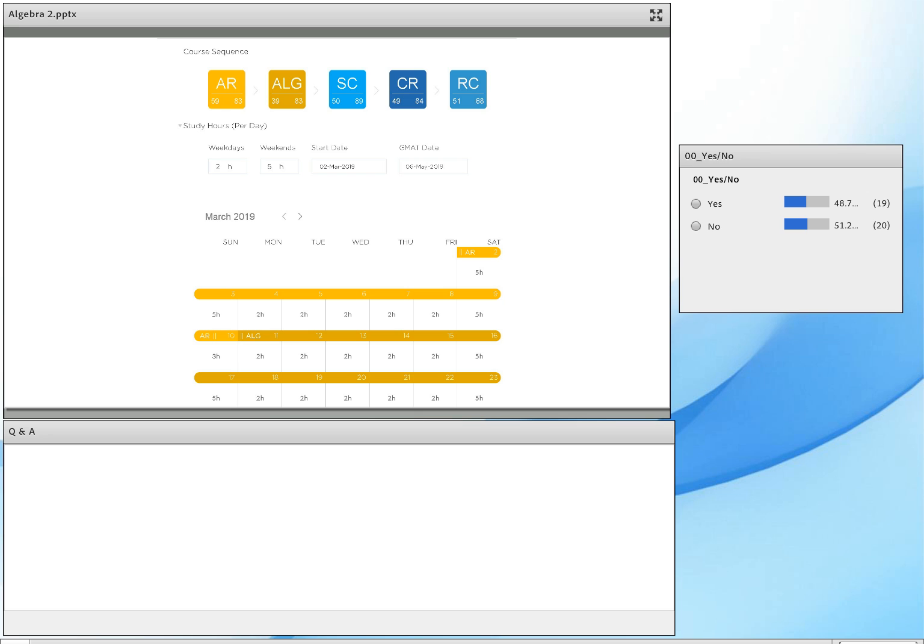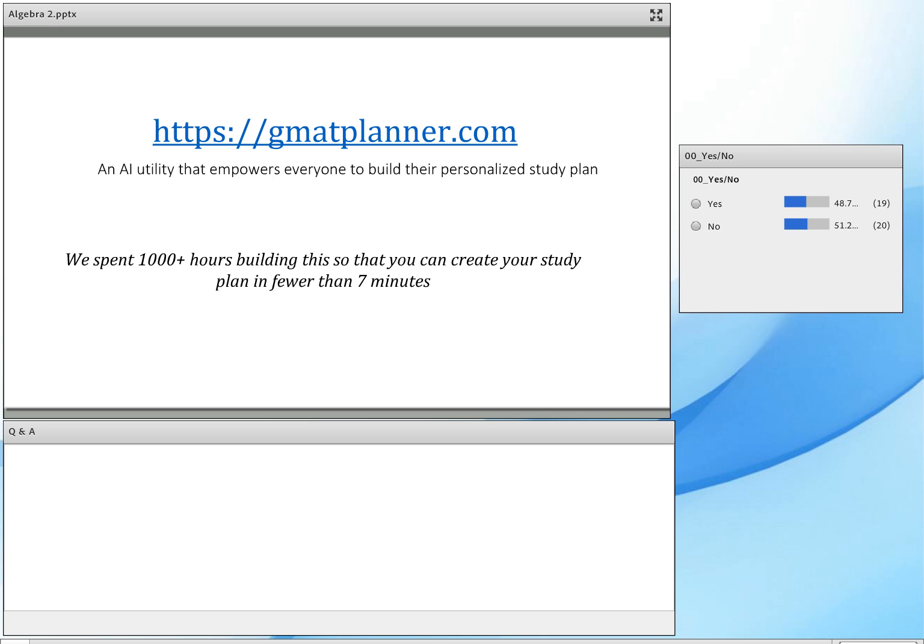Let's say you have decided to take a vacation on a working day, which means you can spend more than 2 hours on that day, then you can simply go in over there and change those hours. Okay. So again, we've spent thousands of hours to create this utility so that you can create this personalized study plan in fewer than 7 minutes.